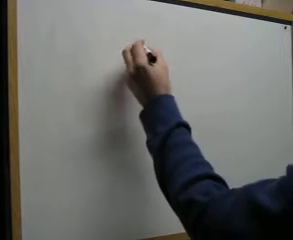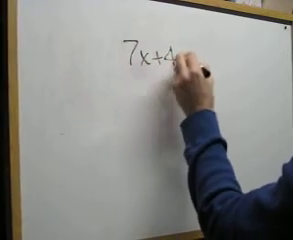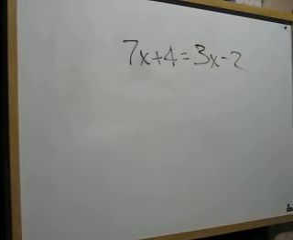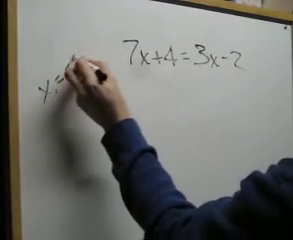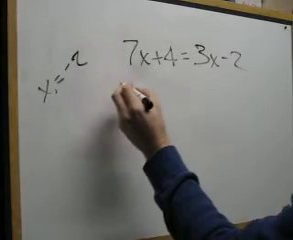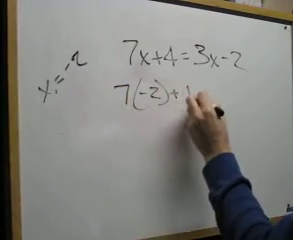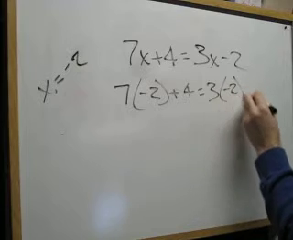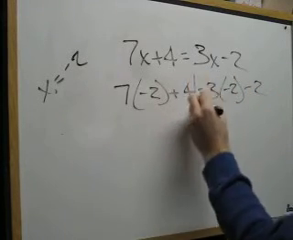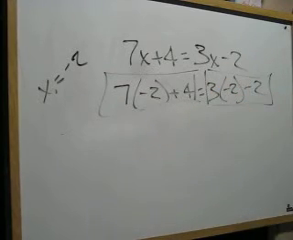Alright, so if we have 7x plus 4, and we say that that is equal to 3x minus 2. And let's say that we're going to make x equal to negative 2. Alright, if I do that, then what I'm saying is I'm going to plug a negative 2 in here. And I'm going to put a negative 2 in here. Then I'm going to use my PEMDAS, order of operations, to see if this is a true statement. So if this side of the equal sign is equal to this side of the equal sign, therefore obviously they're equal, and we can say that x equals negative 2 is a true statement.